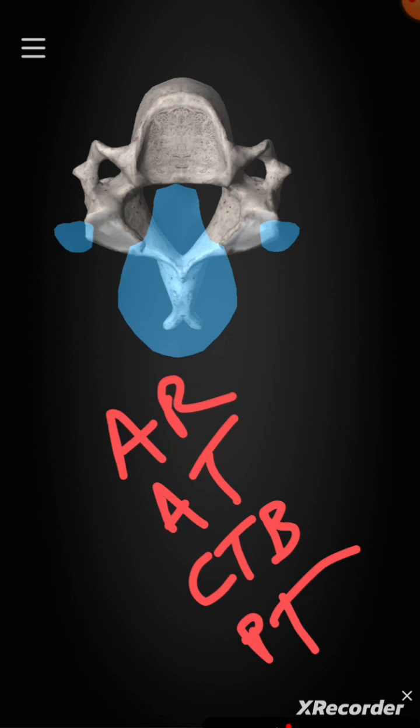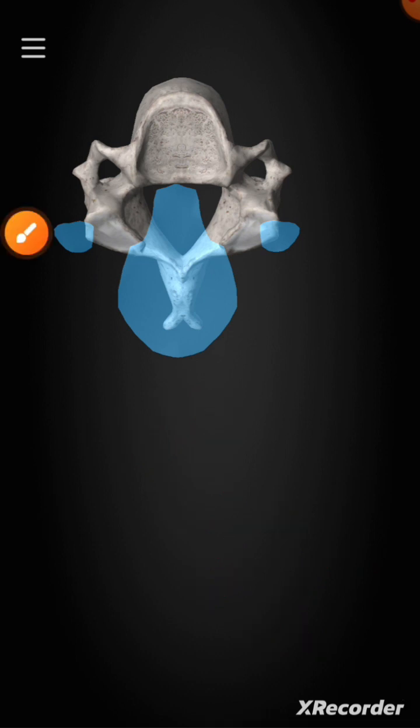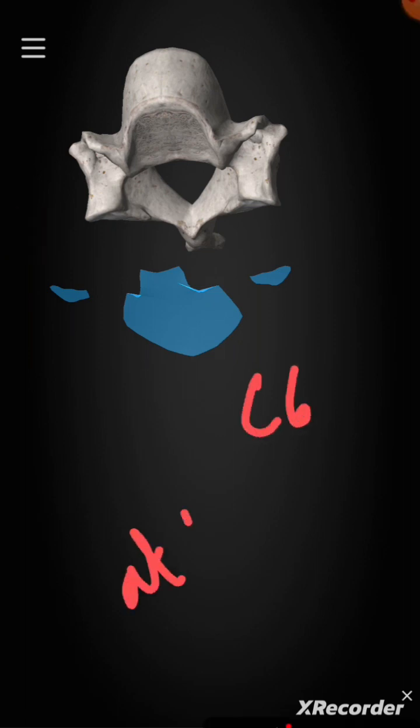Now this is about C3. What about the C6 anterior tubercle? In C6, the anterior tubercle is important. How? The anterior tubercle of the 6th cervical vertebra is prominent and is called the carotid tubercle, because the common carotid artery passes from the anterior tubercle. Don't forget this.